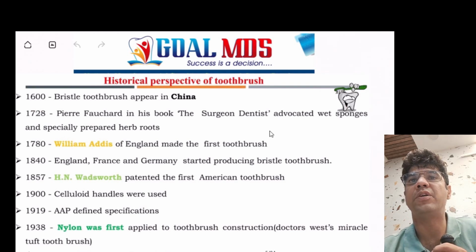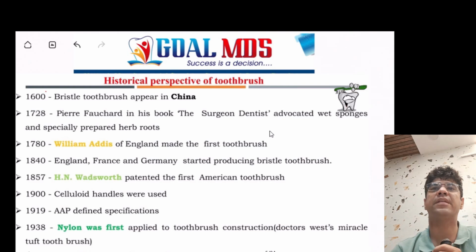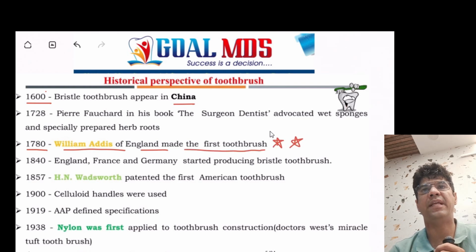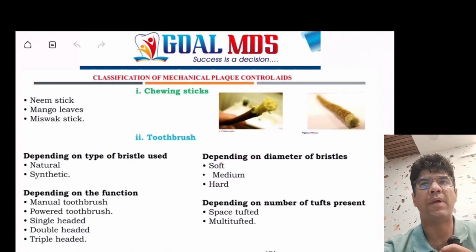The first is toothbrushing. These are the various historical perspectives of the toothbrush. Remember it for your entrance exam. A few important points you have to remember: the bristle toothbrush appeared in China in 1600, and in 1780 William Eddies of England made the first toothbrush. So remember all these points from the exam point of view.